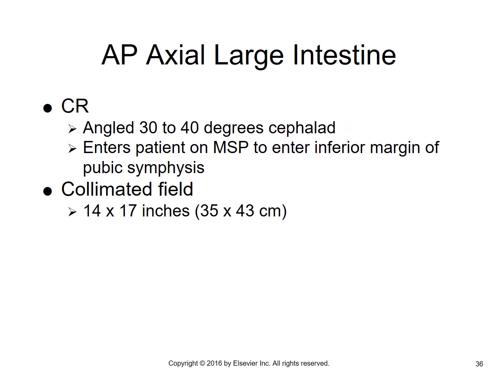And then you're going to angle now with a 30 to 40 degree cephalad angulation. So AP axial, 30 to 40 degrees cephalad. You're going to be entering the patient's MSP inferior to the margin of the symphysis pubis. So where the pubic symphysis is, then you would go just slightly inferior below that, and then you would angle in 30 to 40 degrees cephalic direction. And you're going to, of course, use a collimated field of 14 by 17 inches.